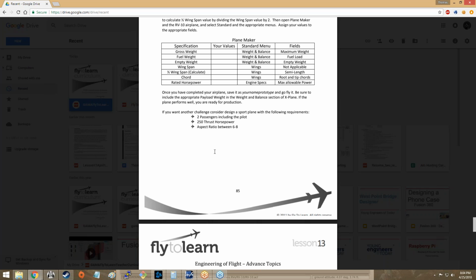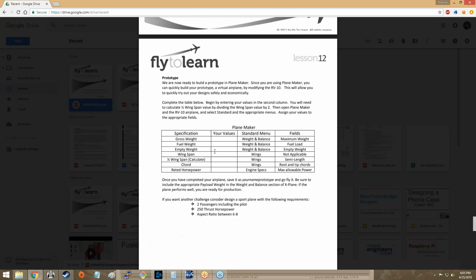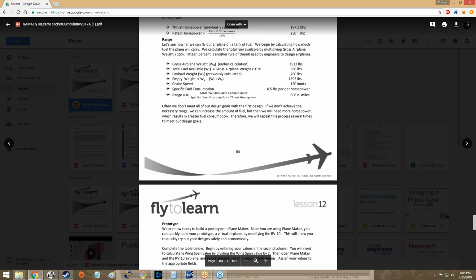We're going to design a sport plane with the following requirements. You want it to have 2 passengers, including the pilot, 250 thrust horsepower, and an aspect ratio between 6 to 8. So just as a real quick refresher, 2 passengers, including the pilot.